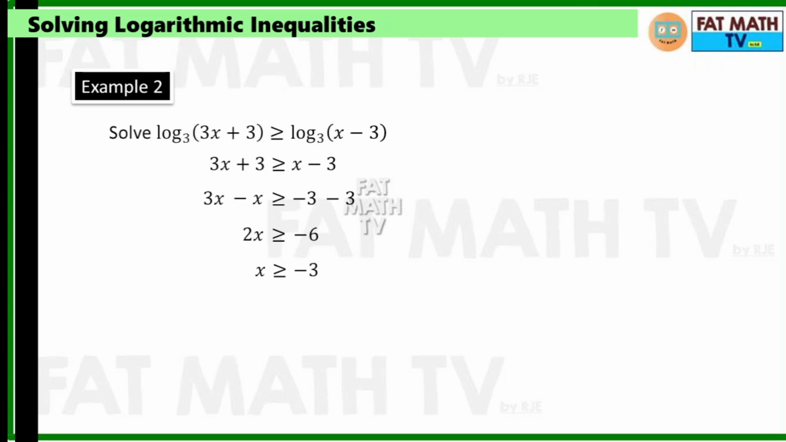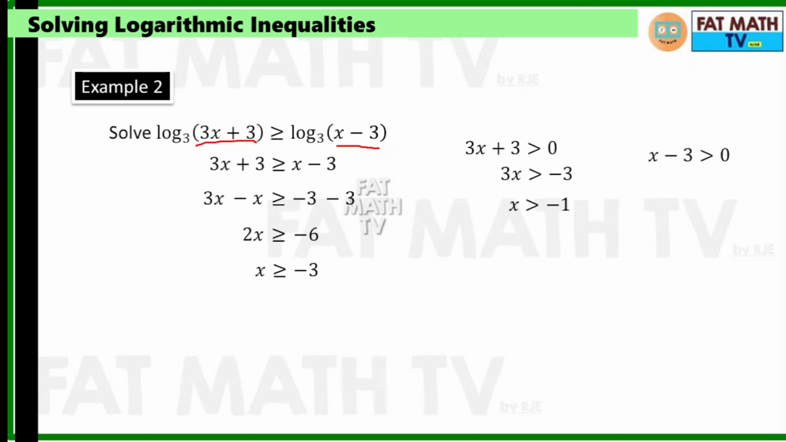And then, what's inside the logarithm should be greater than 0. So, this one here and this one should be greater than 0. So, 3x plus 3 is greater than 0. Transfer 3 to the right side. You will have 3x is greater than negative 3. Divide both sides by positive 3. You will get x is greater than negative 1.